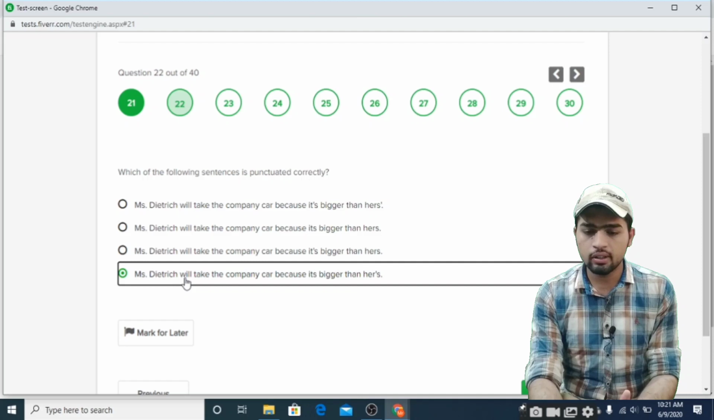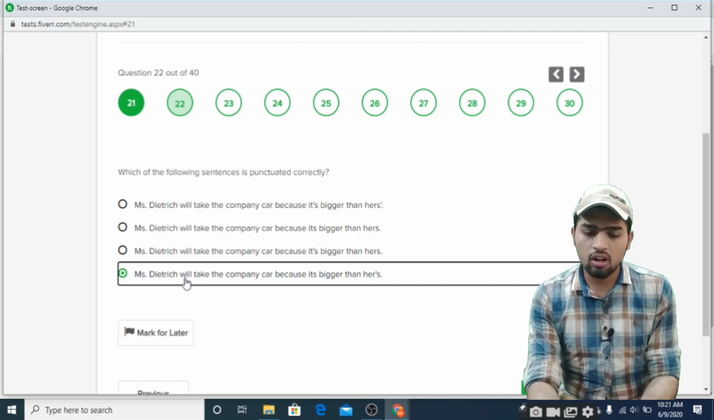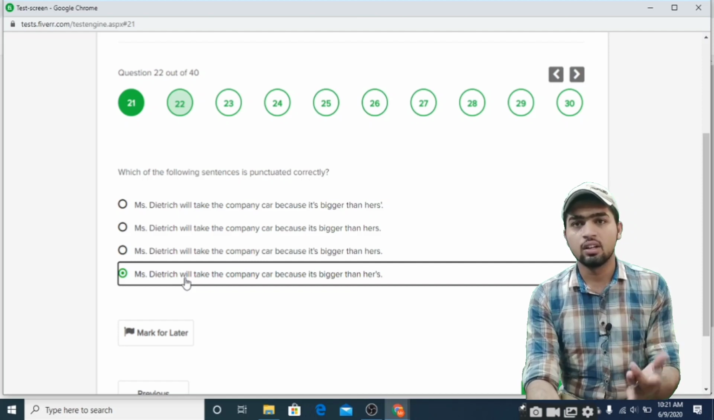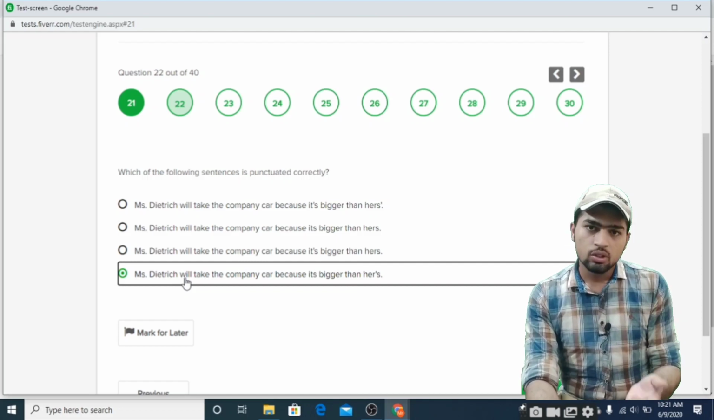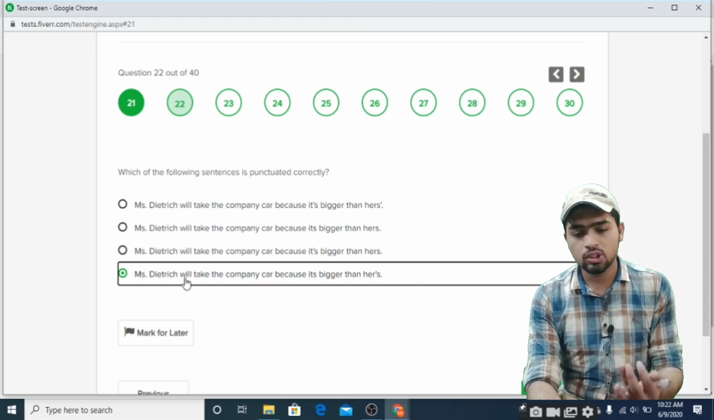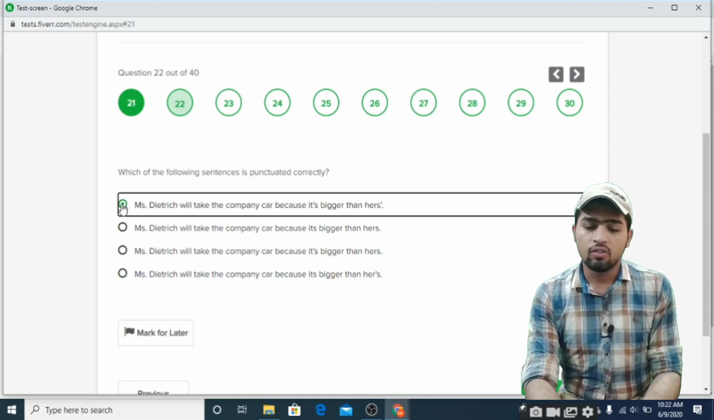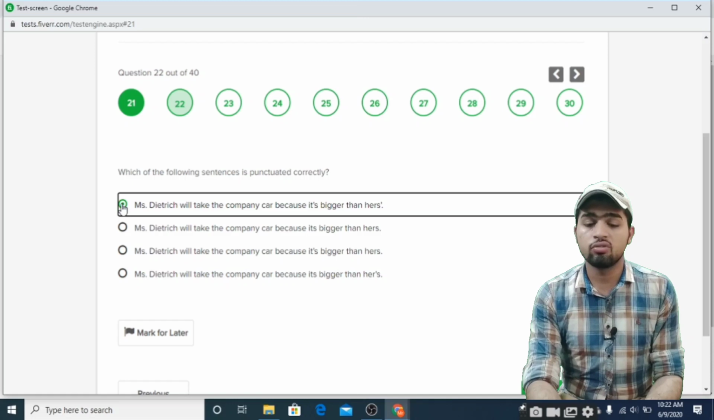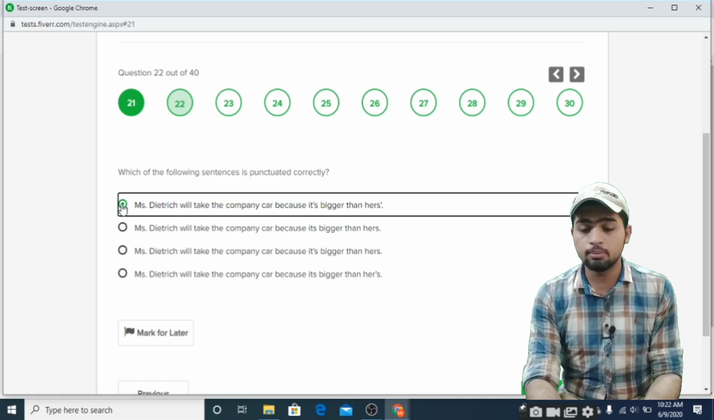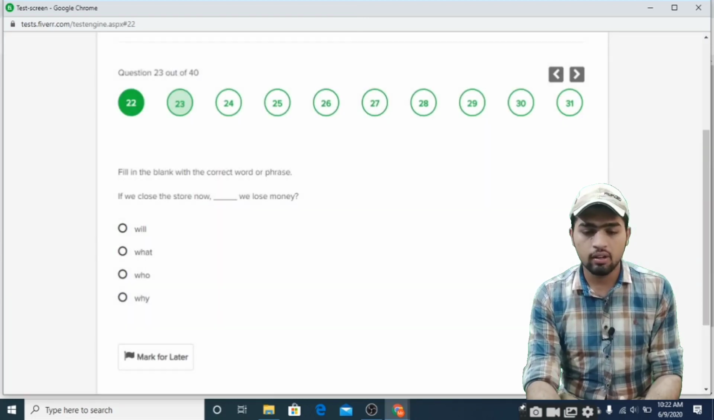Which option is the correct punctuation? I am confused here, but I have to get more marks in the test. So I think, which option is correct? Option 1 is 100% correct. So I click on option 1. First option: Miss Dietrich will take the company car because it's bigger than hers. I click on next. Next, fill in the blank with the correct word.